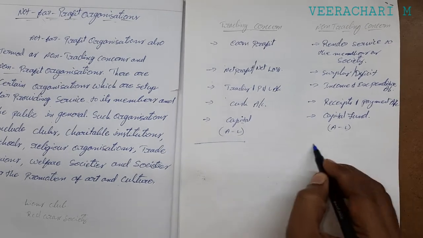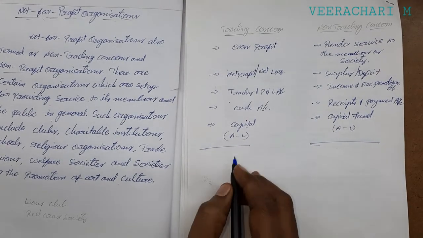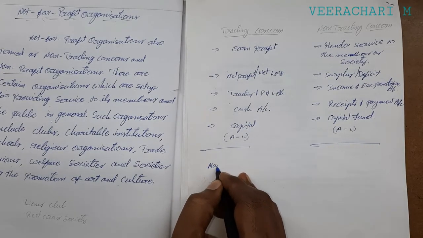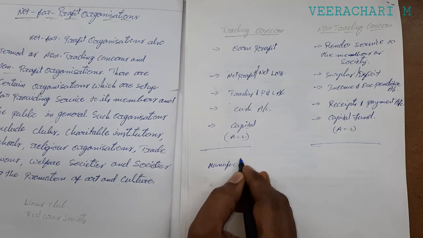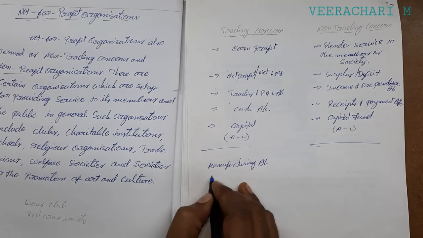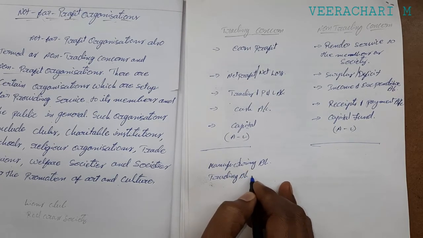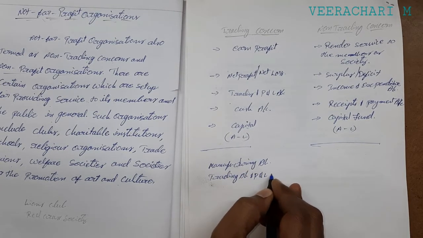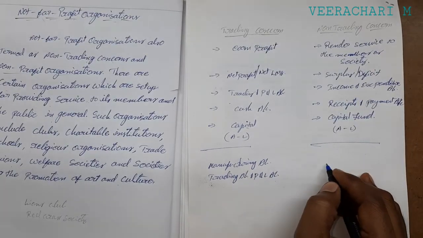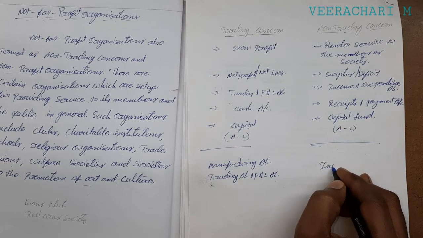As per accounting, in a trading concern business, we can prepare manufacturing account, trading account, and profit and loss account also. Instead of these three accounts, under a non-trading concern business we prepare only the income and expenditure account.